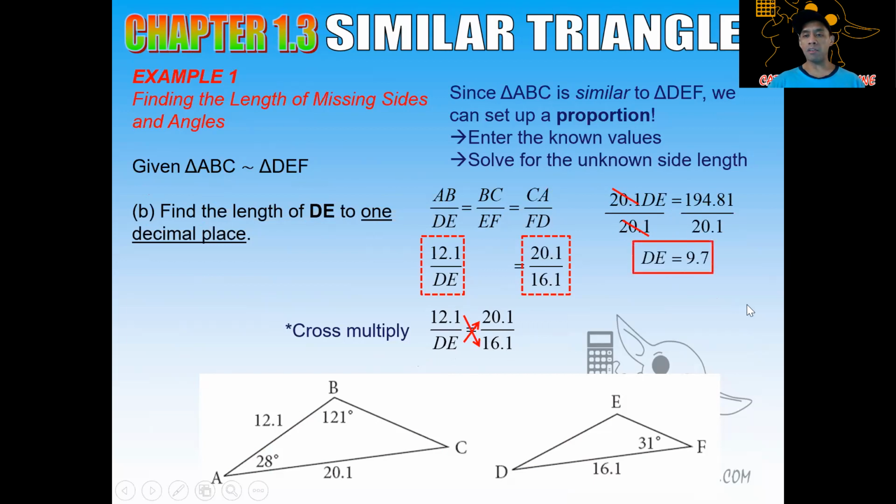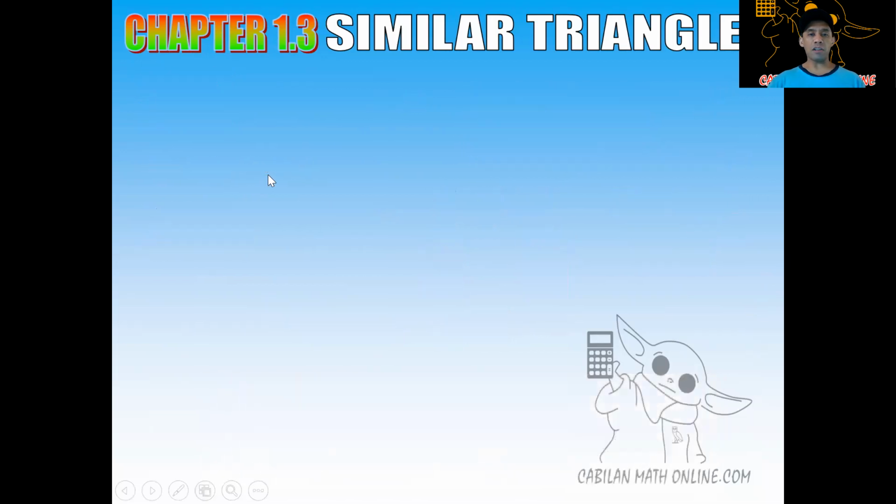Notice that for any problem that asks us to solve for the length of the sides, we're going to use proportions. You're always going to have three sets of fractions, and when you're solving, you can get rid of one of them and let the other two equal each other. All right, let's take a look at another question here.